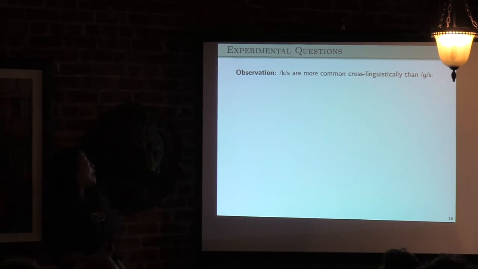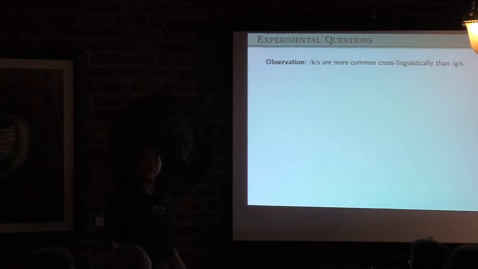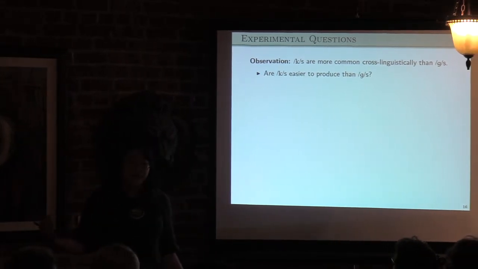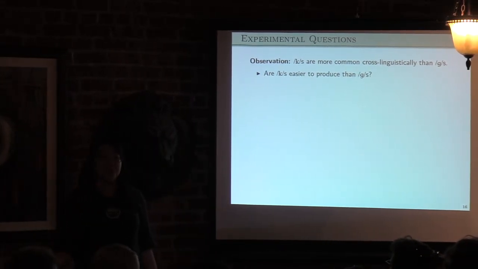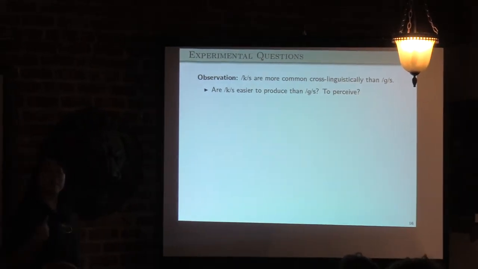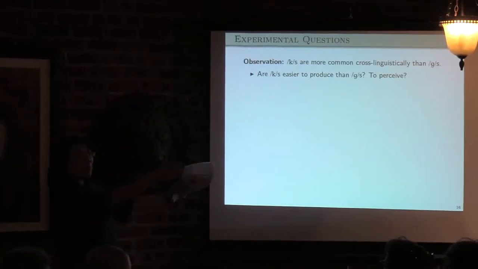So let's say we have this observation that K's are more common cross-linguistically than G's are, right? And we might ask ourselves, why is this the case? So one hypothesis is that maybe K's are just easier to make than G's. Maybe they're not easier to make than G's, but maybe they're easier to hear. Maybe they're louder or something like that. And so, like, I don't know, they carry over the planes better.